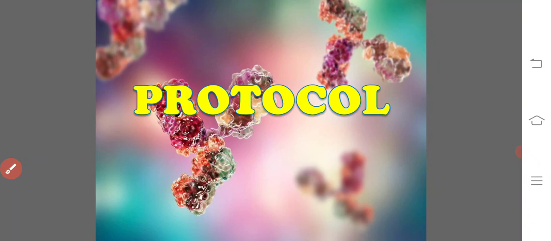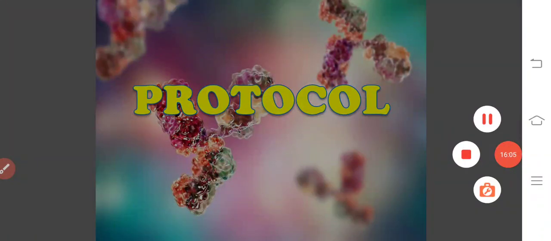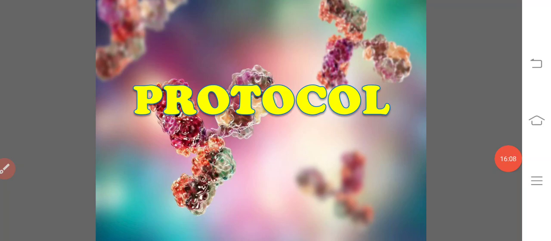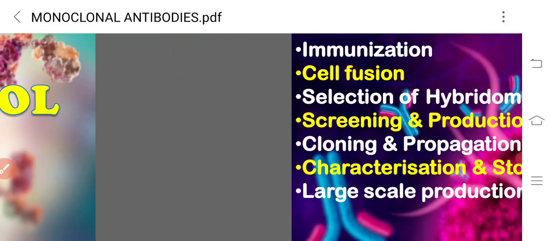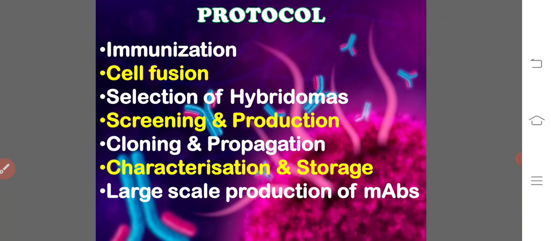And coming to the protocol for the monoclonal antibody technique. Let us see the protocol for the monoclonal antibodies. First, we have to go for the immunization of the individual, isolate the cells and go for the cell fusion, that is fusion of both the normal B lymphocyte and the cancerous B lymphocyte.